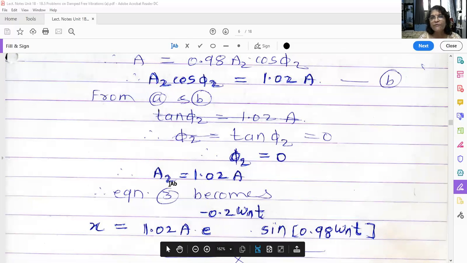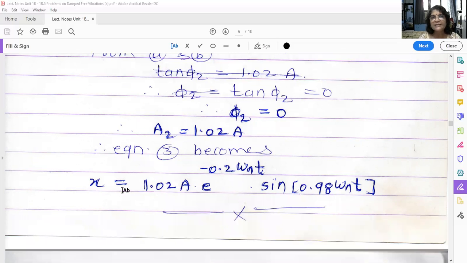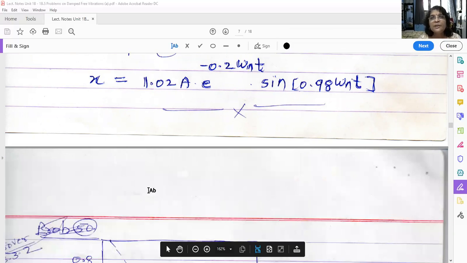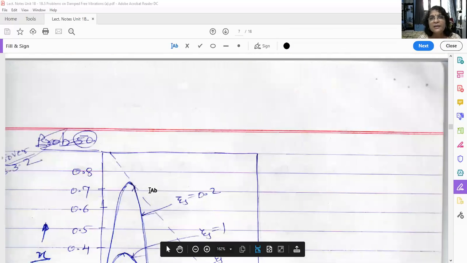So just put the value of A2 and phi 2 into our equation of displacement. That is x is equal to A2, that is 1.02 A into e raised to minus zeta omega n t, that is 0.2 omega n t, into sine(0.98 omega n t plus phi 2), phi 2 was there, but phi 2 was 0. Okay, so this was the second problem which was combined for all three cases.